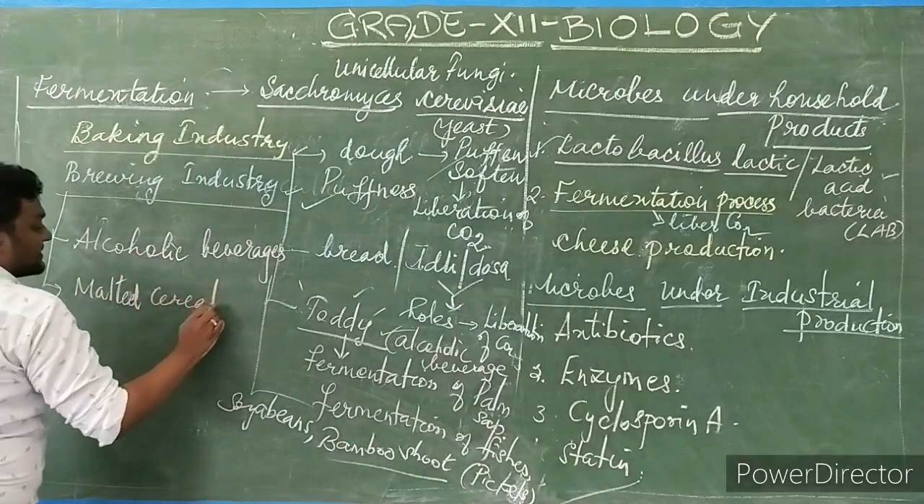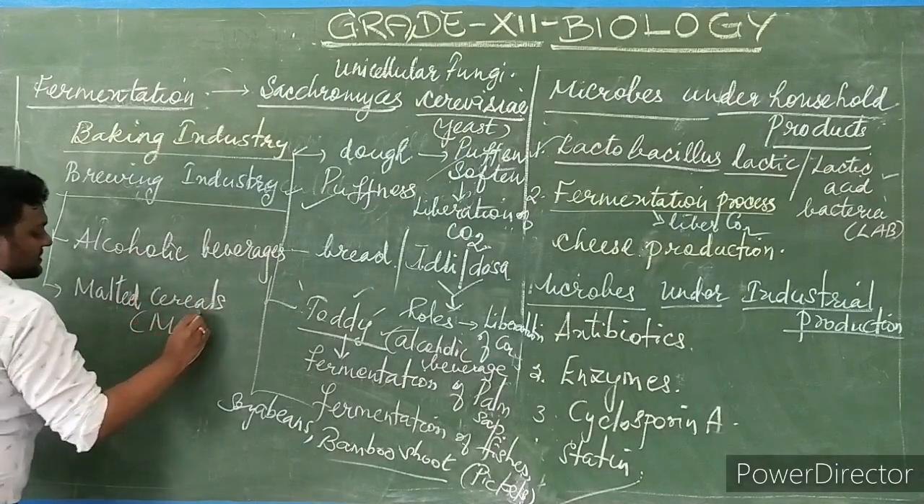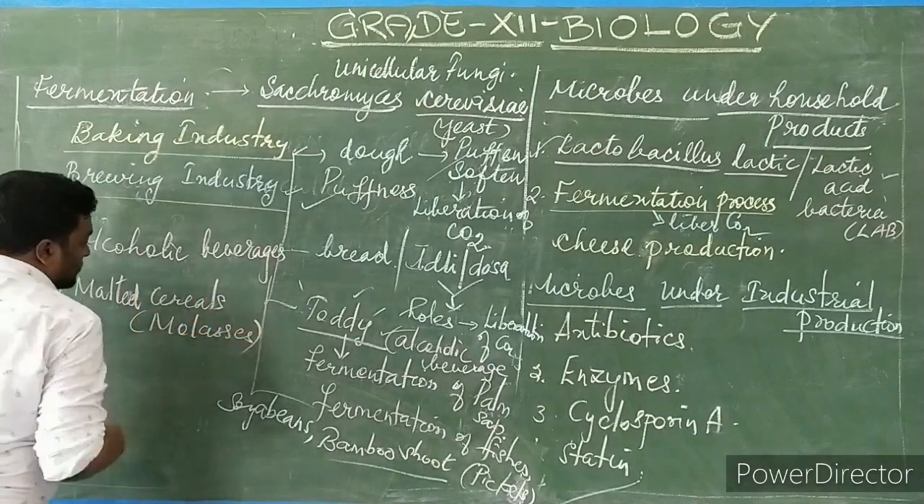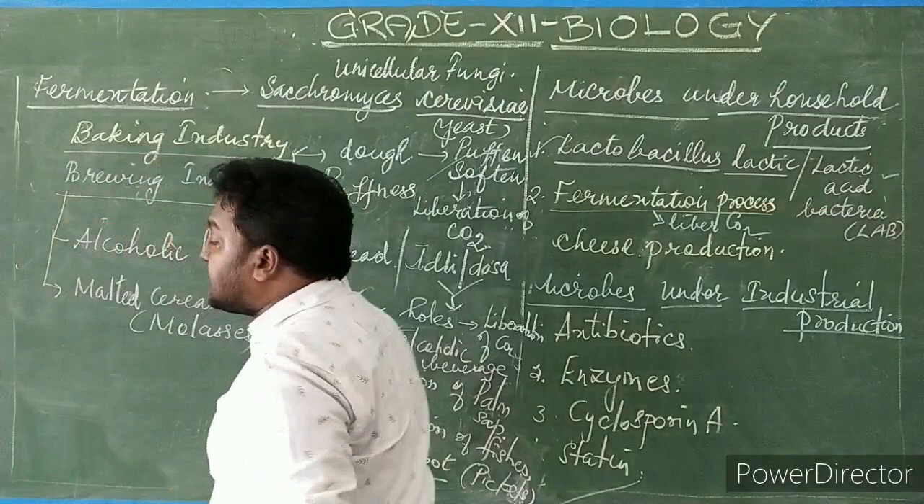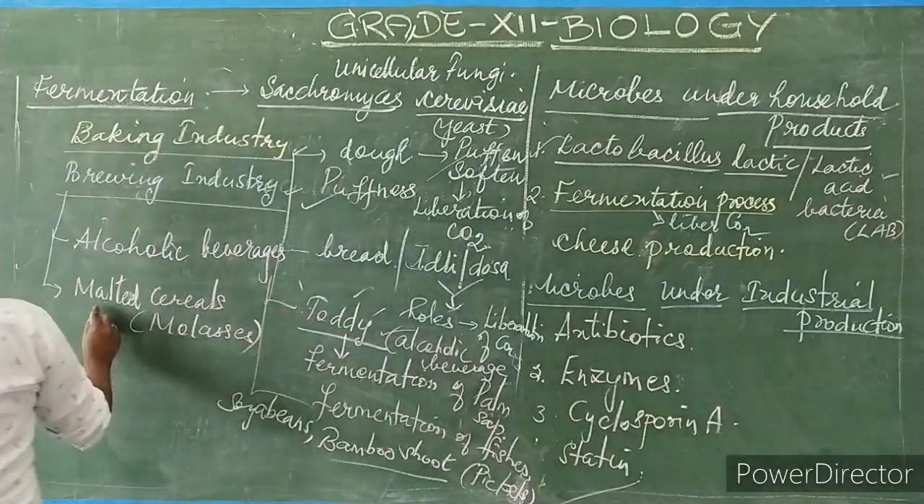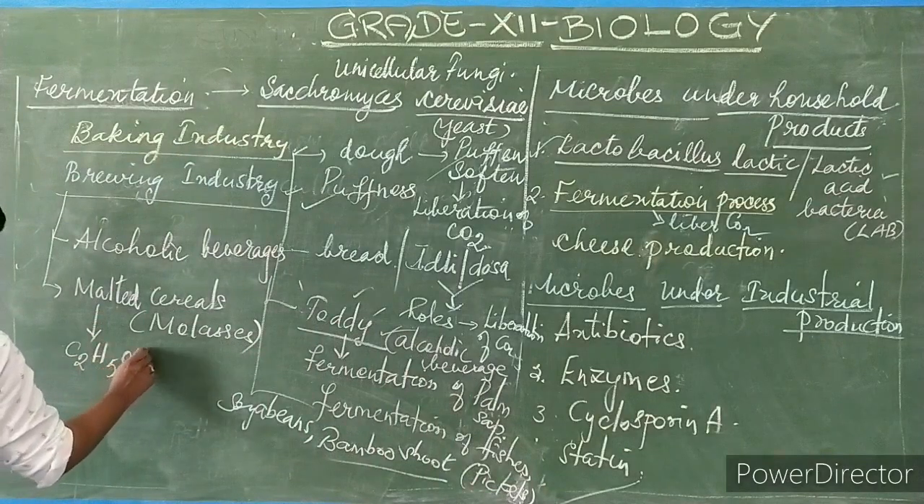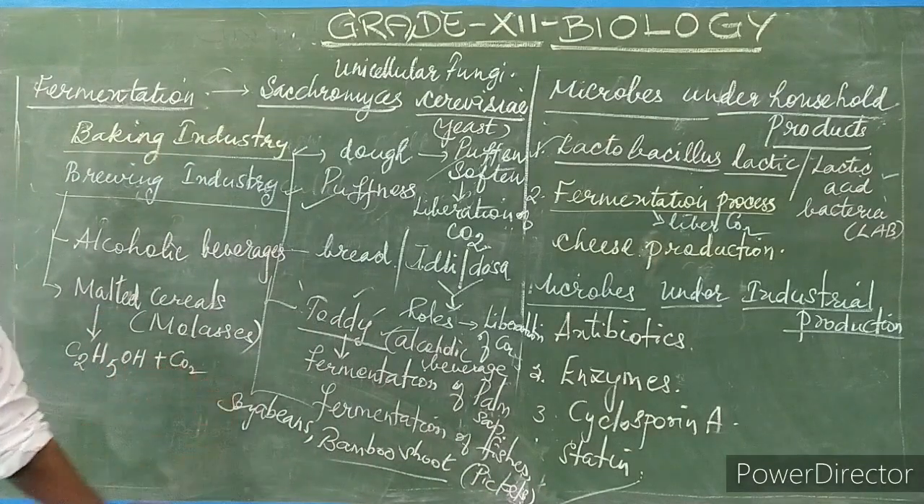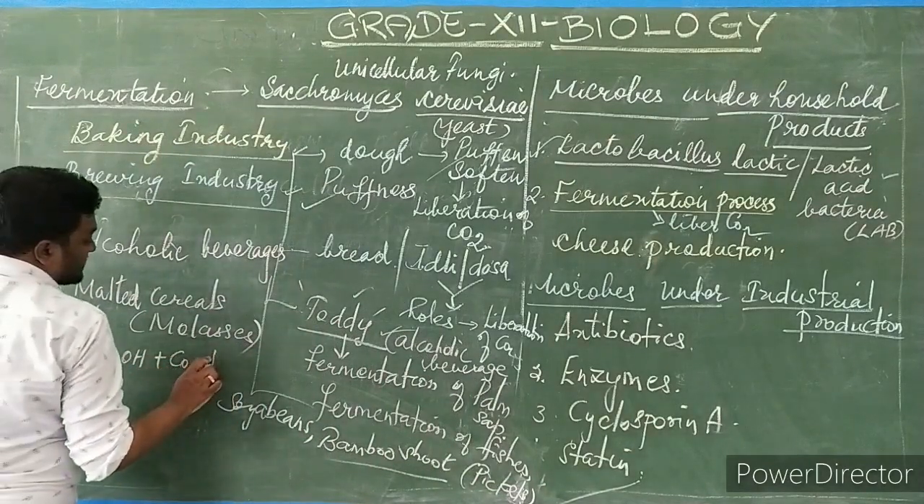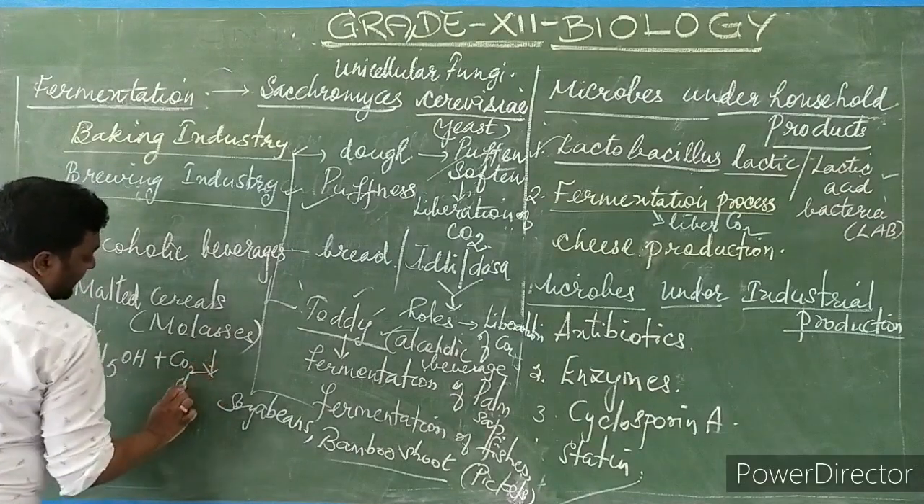What is this malted cereals? Sometimes it can be molasses, sugar molasses. So malted cereals on further fermentation give rise to the formation of ethanol and carbon dioxide. This carbon dioxide will be widely used as what? It will be used as dry ice.